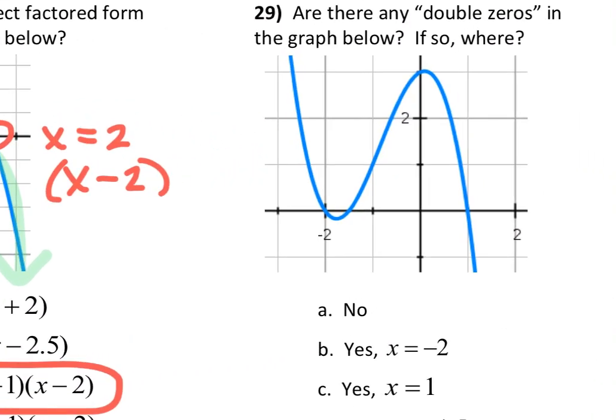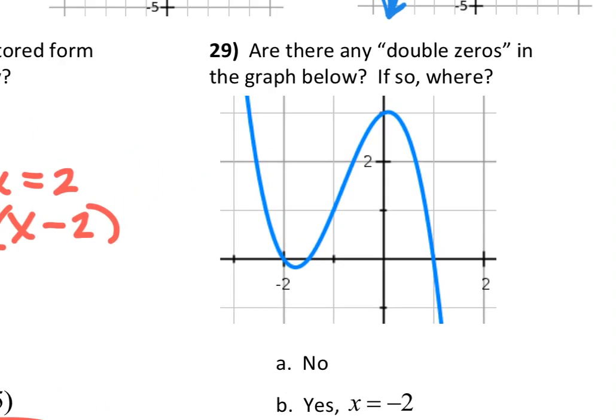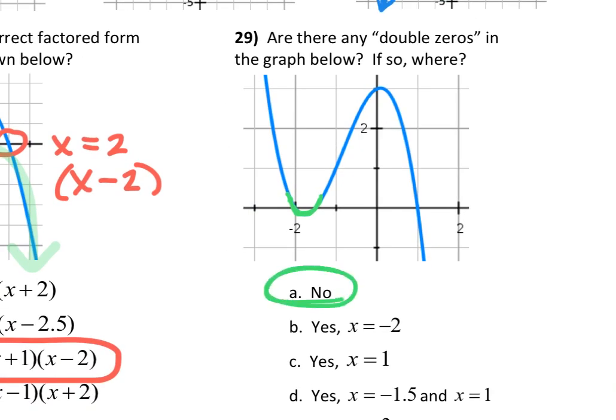And in this graph over here, it asks about double zeros, and be careful because this doesn't actually bounce on the axis. It goes below the axis and then comes back up above the axis. So no, there's no double zeros in 29.